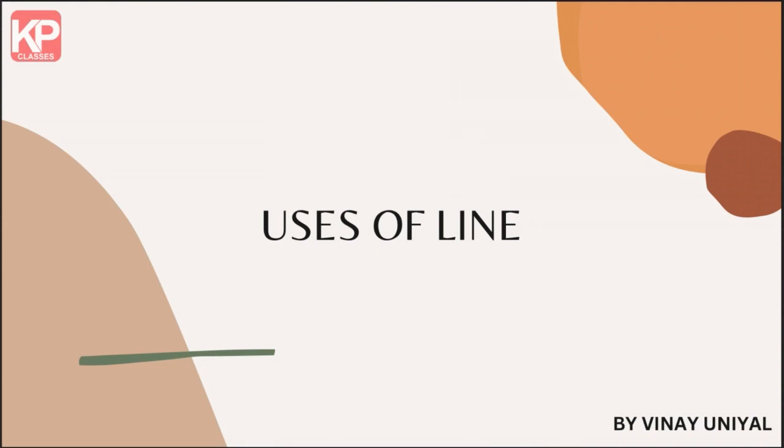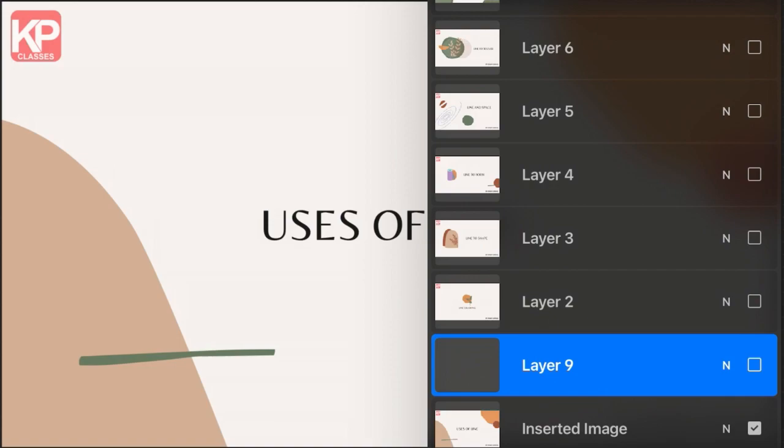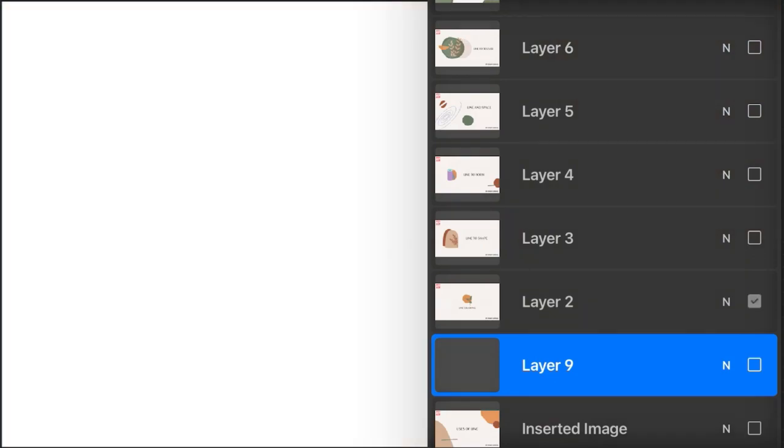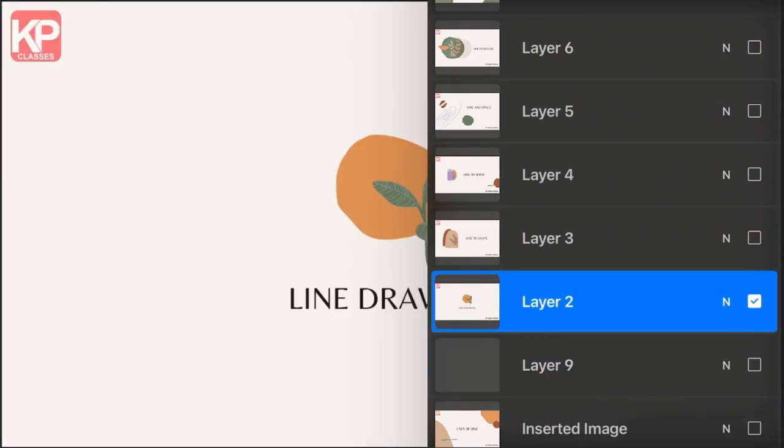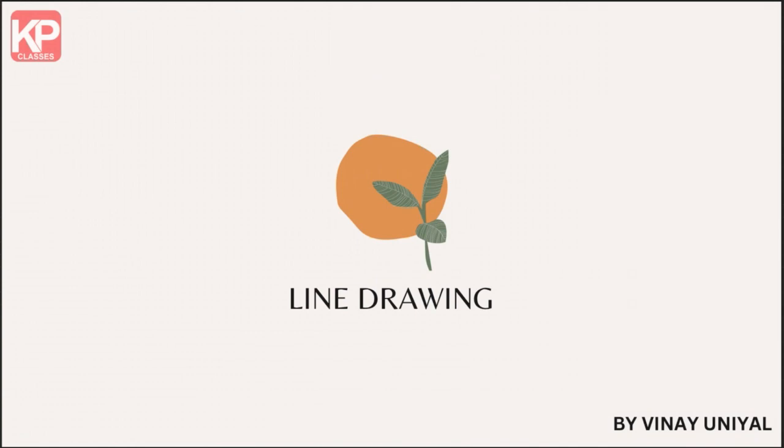My name is Vinay and in today's class we are going to discuss some very interesting uses of a line. There are so many different types of designs you can make by using very basic lines as well as advanced lines. So let's discuss the very first part of it, which is known as basic line drawing. What does it mean? We have to draw something very basic with lines. I'm going to give you some relevant examples.